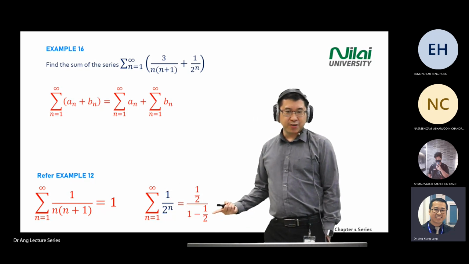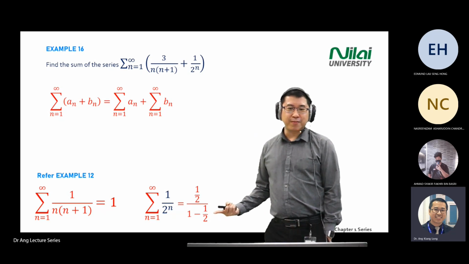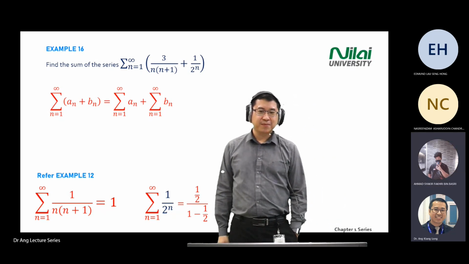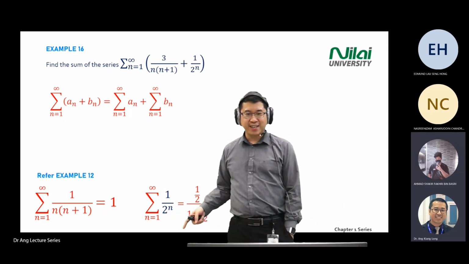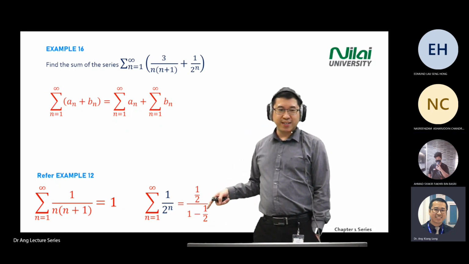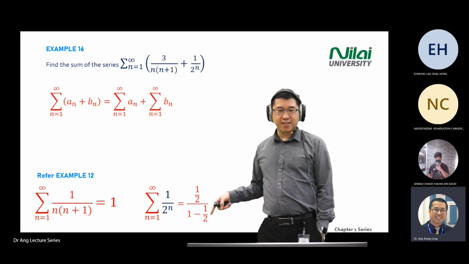Get it? Shakir, you get it? Or do you need me to explain one more time how you get 1 over 2? So can you repeat? Okay. Nizam, are you okay to get this one? Are you all right? Do you understand how to get R?